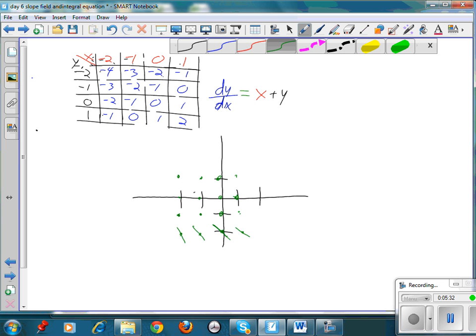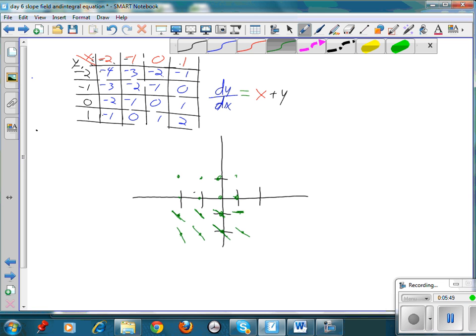At -1, it's going to go at -3. These are parallel here. These look parallel. These are at 0. Let's see. At -1, 0, this is -1. And then, oh, look at this. This goes horizontal.